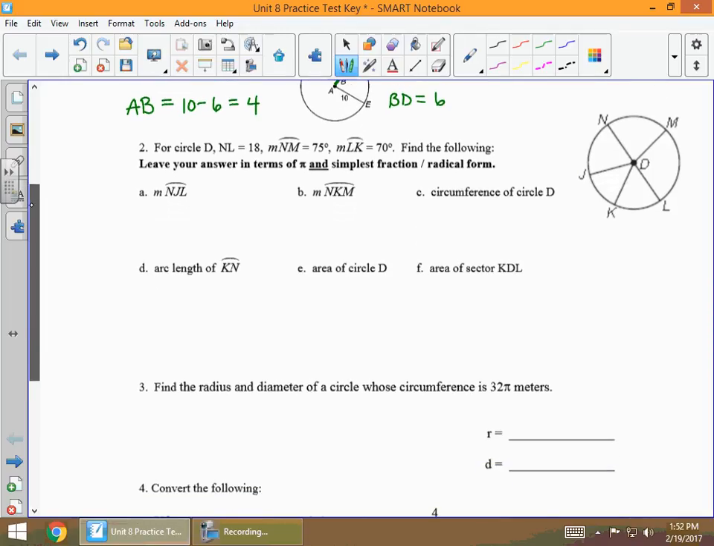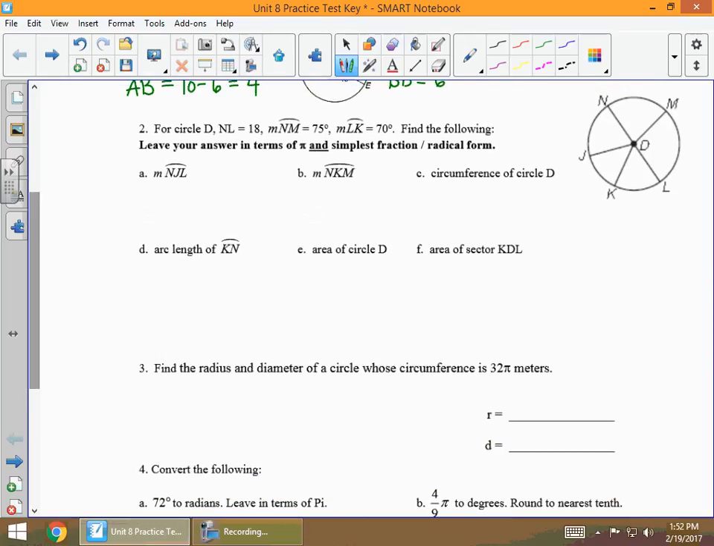All right, question number 2. It says for circle D, off to the right, NL, so the whole way across, is 18. That means each of my radii must be 9. These are all 9s, because NL is a diameter, and that means the radius would be half of that. The measure of arc NM is 75. Arc LK is 70.